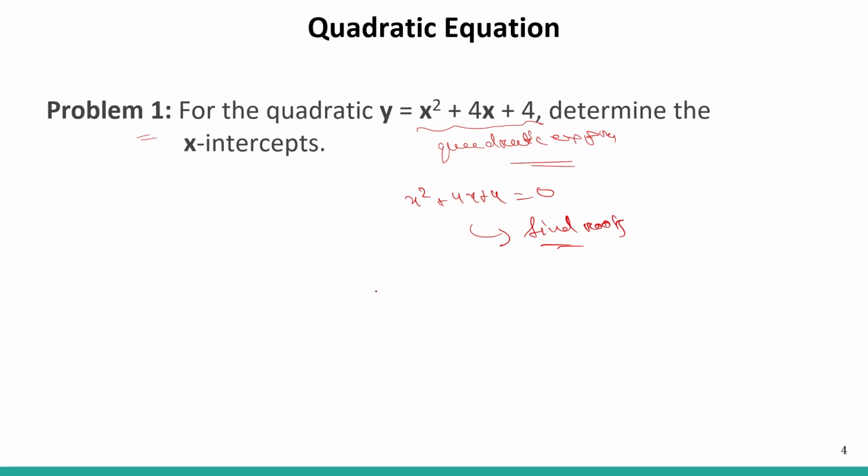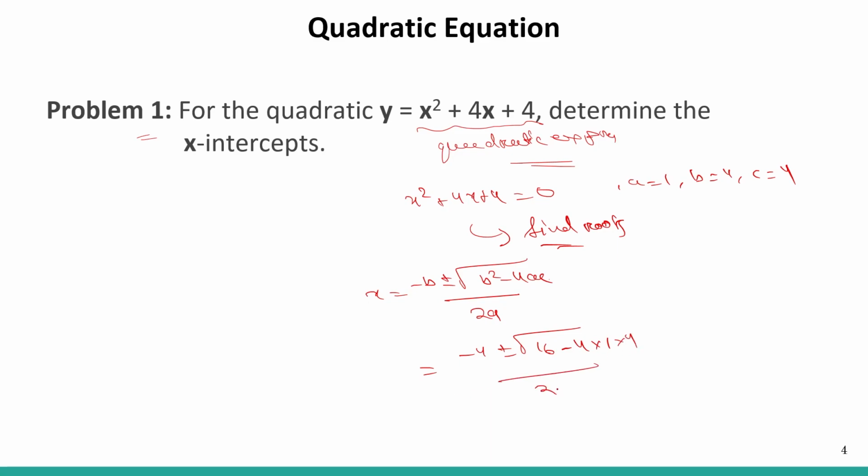We use the Sridharacharya formula, that is x is equal to minus b plus or minus root over of b square minus 4ac, all by 2a. Here a is equal to 1, b is equal to 4, c is equal to 4. So it will be minus 4 plus or minus root over of 16 minus 4 into 1 into 4, whole by 2 into 1. So this is minus 4 plus or minus 0 by 2, which will be minus 4 by 2.